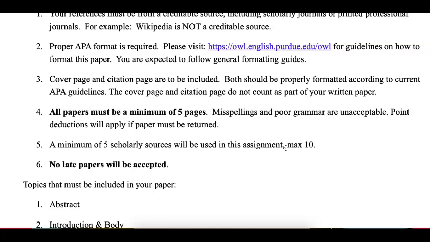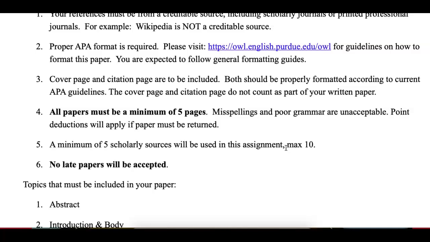The paper itself has to be a minimum of 5 pages, which does not include the abstract, the title page, or the reference page. So it's double spaced. So it's really 2.5 pages. It's single spaced, but it's double spaced because it's APA, and we'll talk about APA in the future. All right. So 2 to 3 pages long.